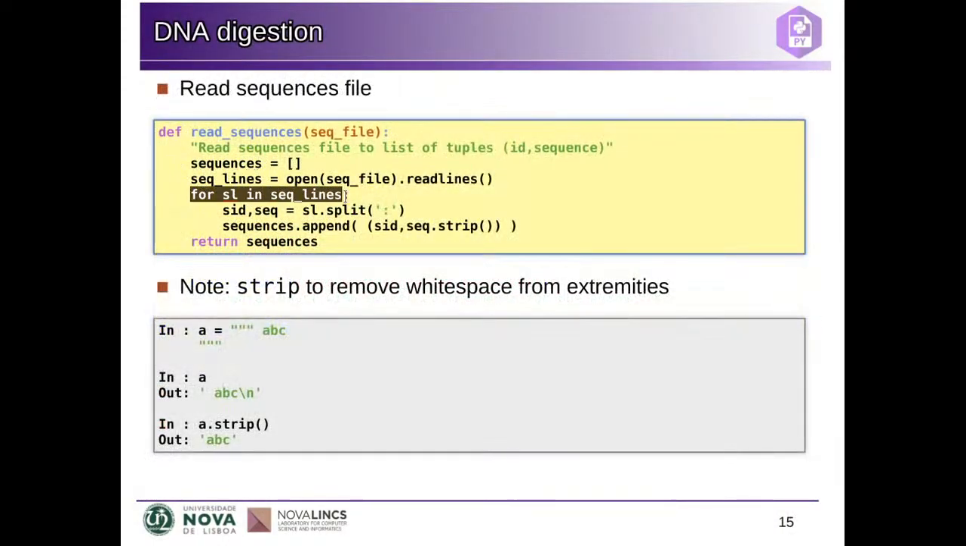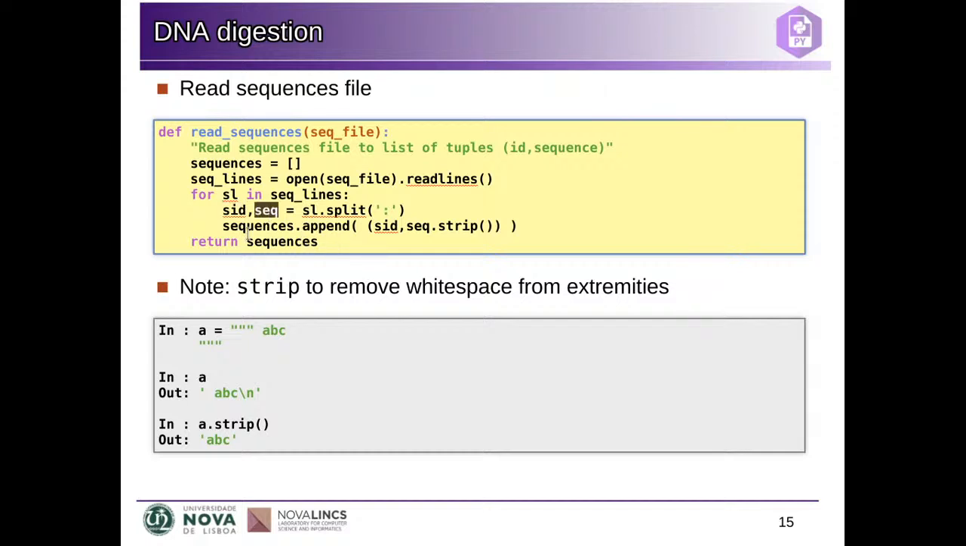So we can now loop through all these strings with a for loop. So for each SL, this is the string in the list, or the sequence line, if you want, in all these lines. We can now split this using the colon, this separator, and break it down into two parts: the identifier of the sequence and the sequence itself.